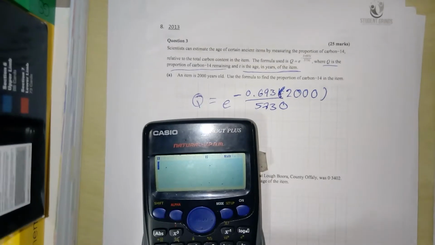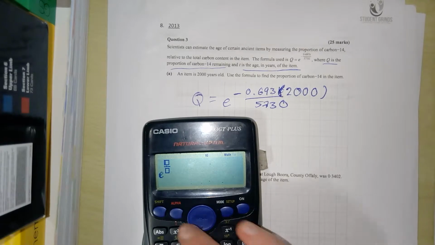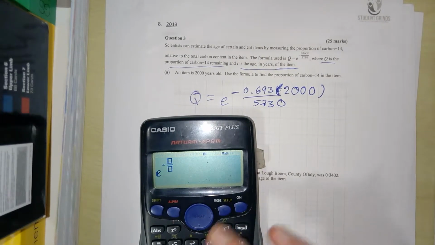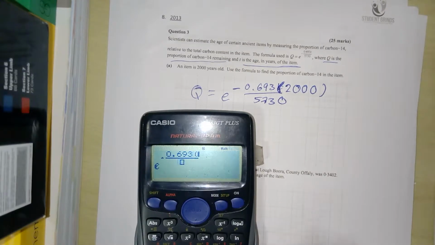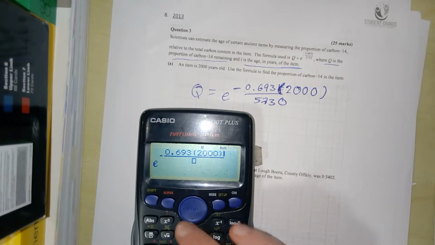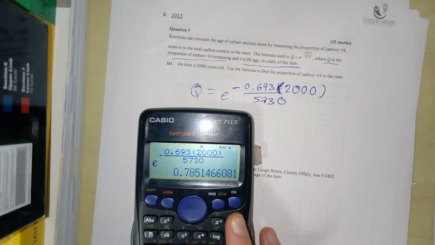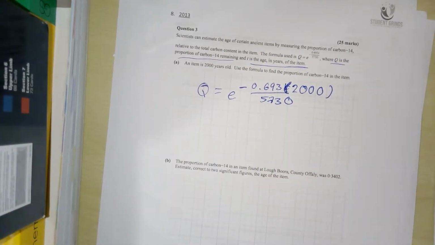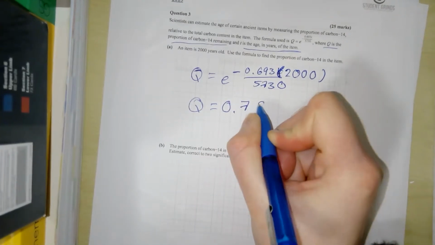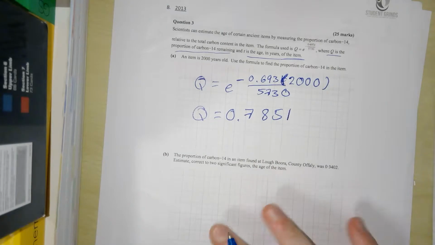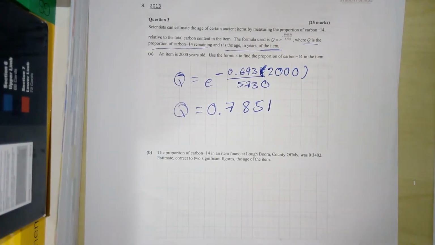Then if we plug that into our calculator, we get 0.693 by 2000 over 5730, and we get Q is equal to 0.7851. So that's the proportion of carbon-14 present in the item.